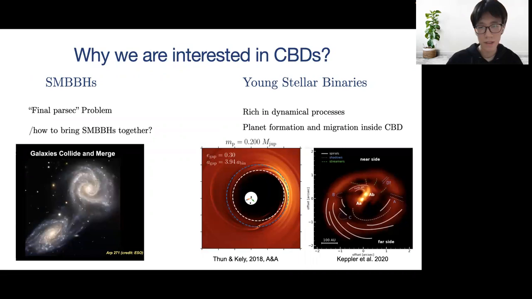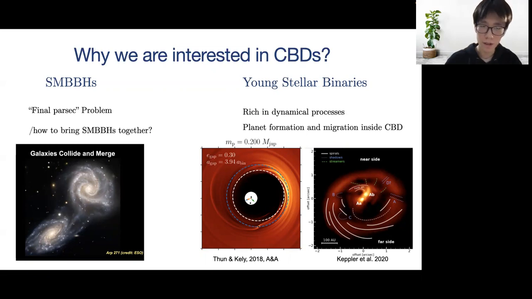Why are we interested in those circumbinary disks? Mostly for 2 reasons. The first is that there are lots of galaxy mergers in our universe, and we expect most galaxies to host a supermassive black hole at their center. After galaxies collide and merge, we expect the 2 supermassive black holes to form a compact binary and merge within a Hubble time.